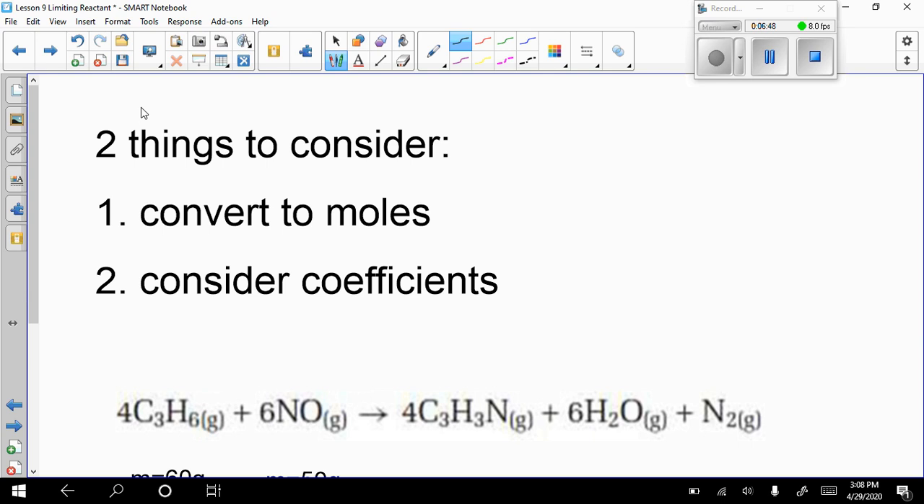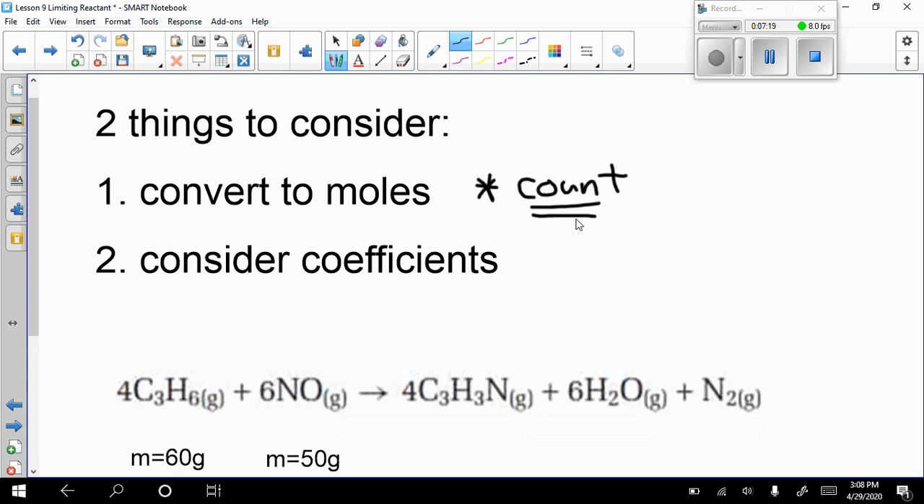First and foremost is this: convert to moles. Now we know that's one of our steps in stoichiometry, so the nice thing is that when you're trying to figure out the limiting reactant, the fact that you have to convert to moles is going to be useful for your next step anyway. So that conversion to moles is critical because you need a count. Okay, you cannot determine what's limiting based on a mass. You need a count.